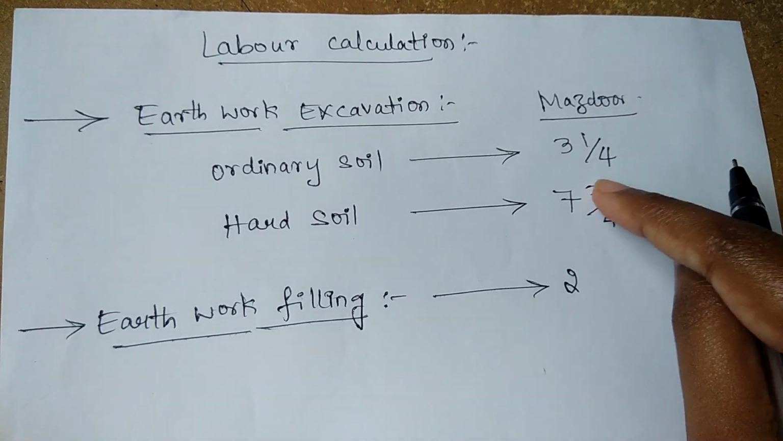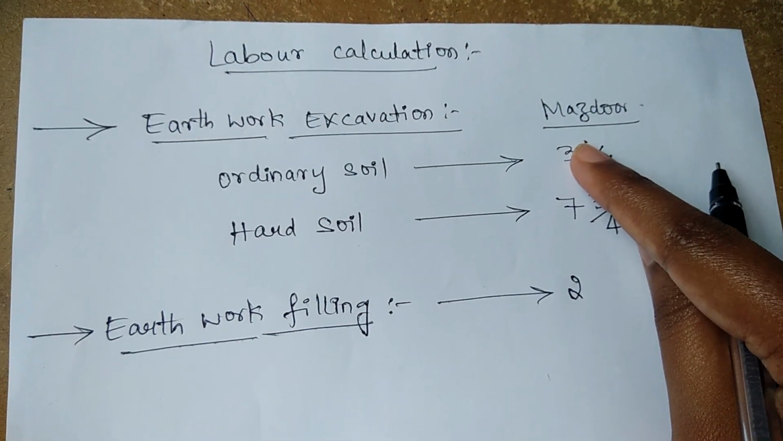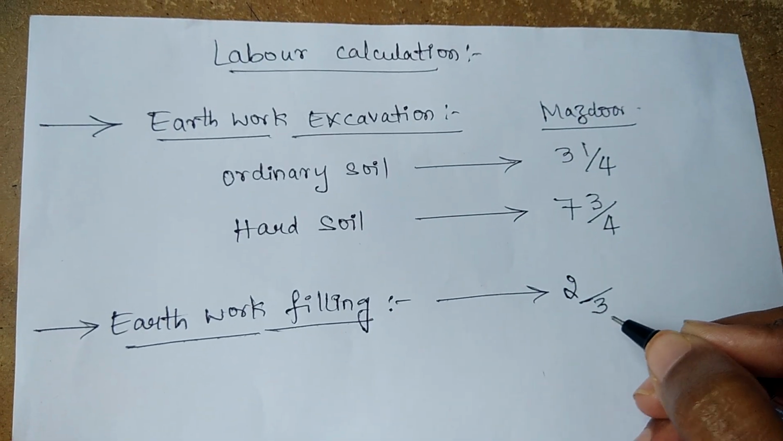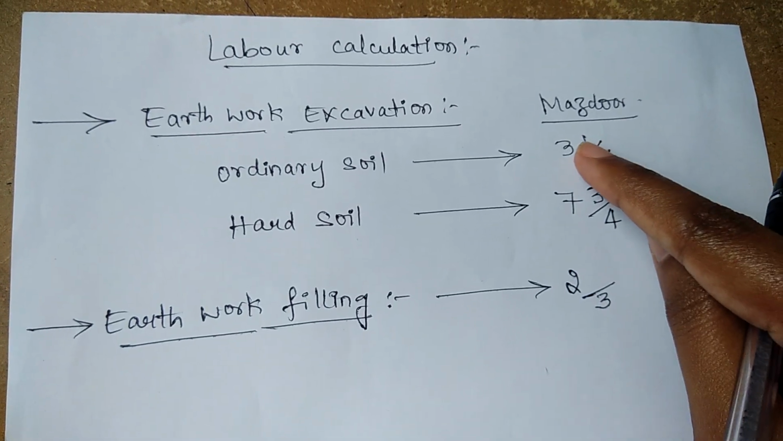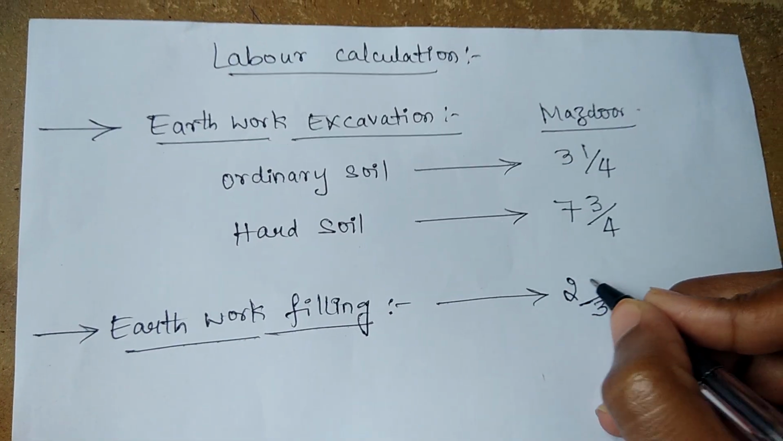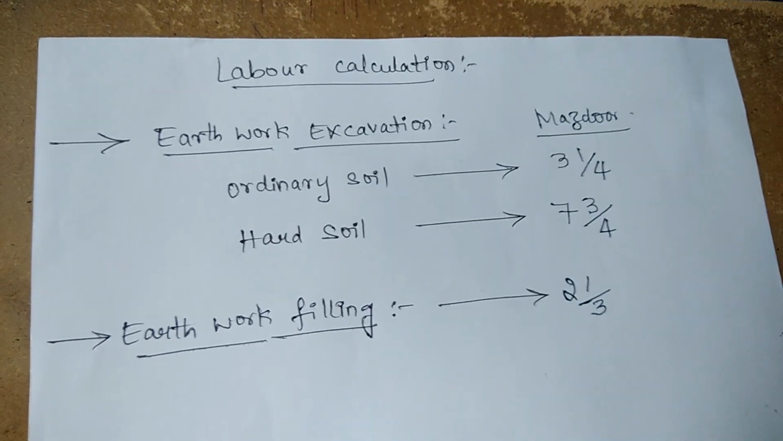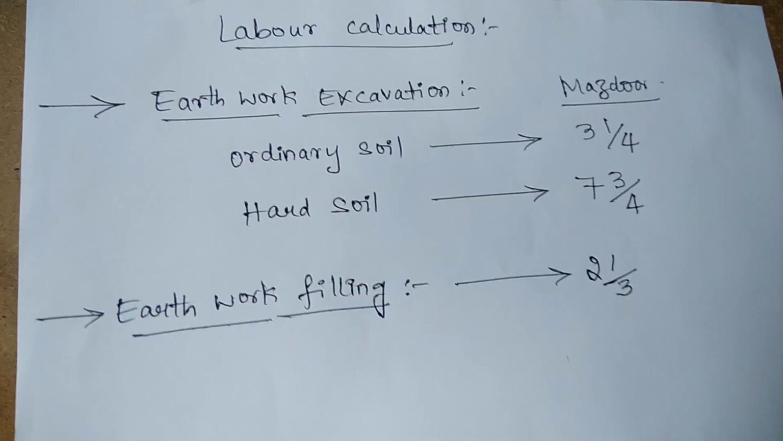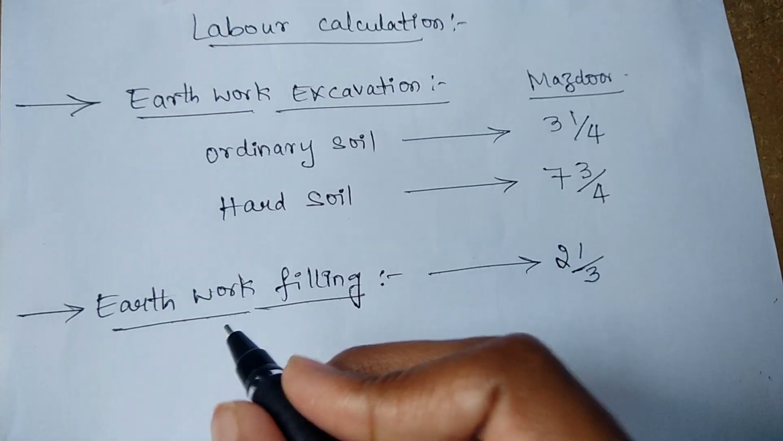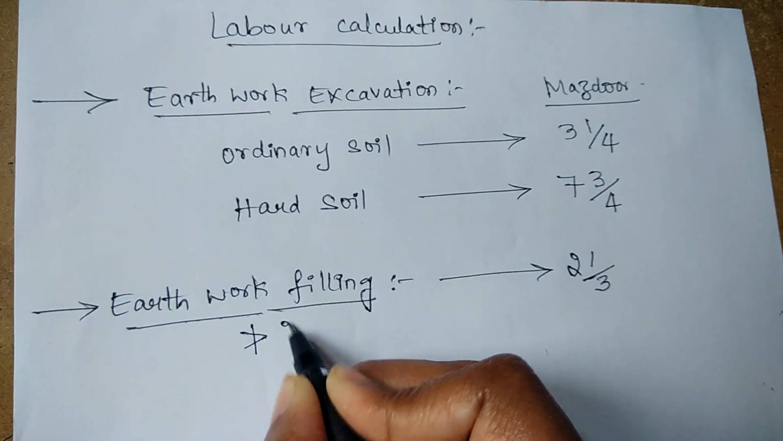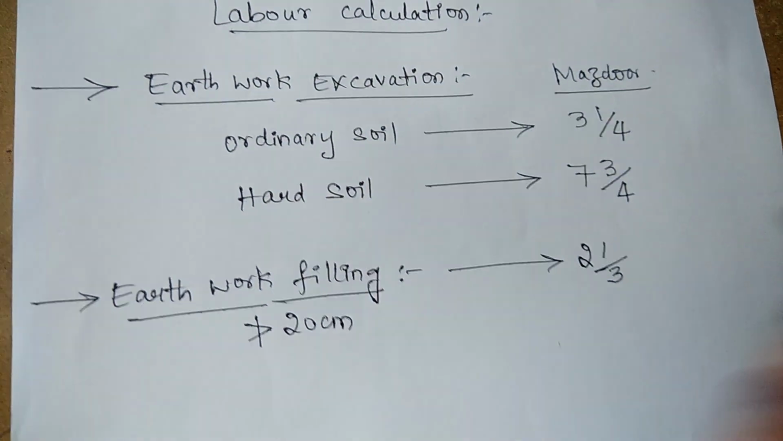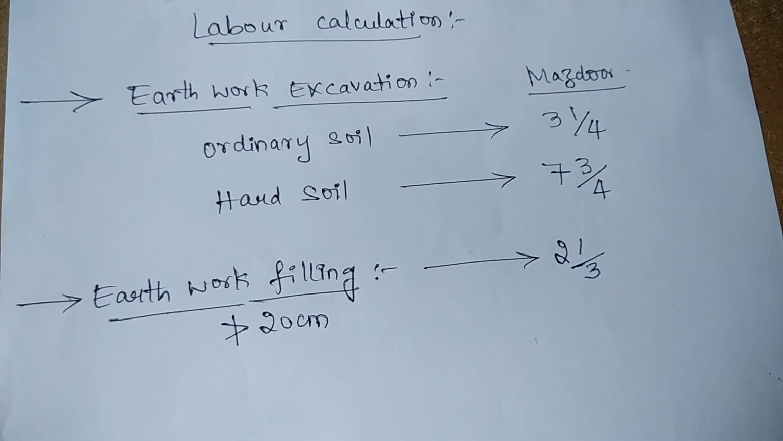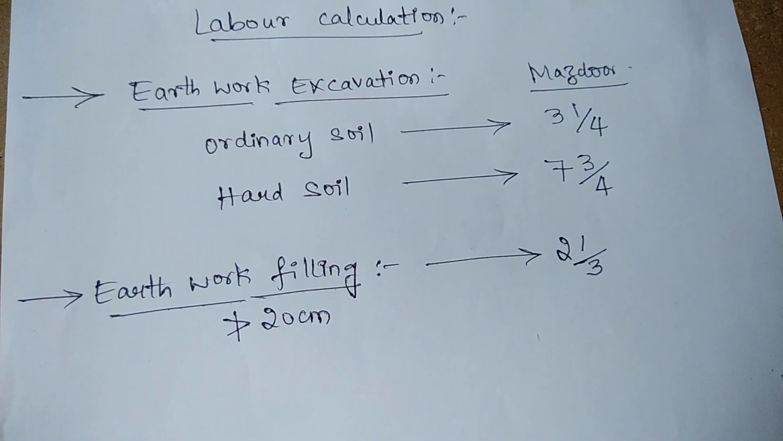Similarly, let us subtract 4 with 1. On subtracting 4 with 1, you will get a quantity which is equal to 3. That comes in the denominator. And then let us keep this numerator 1 as it is. So this value gives you the value of quantity of Mazdoor for earthwork filling or trenches whose sides and the bed is not more than 20 centimeter. So that gives you the quantity of labor for both the earthwork excavation as well as earthwork filling.